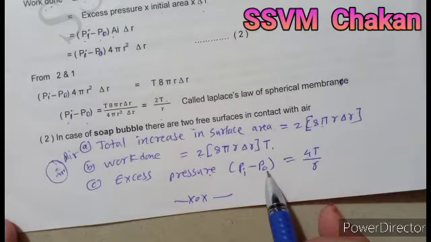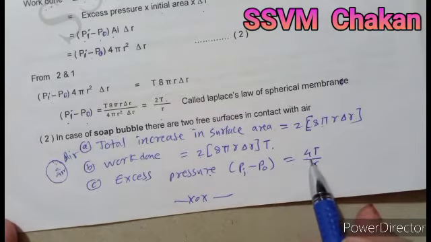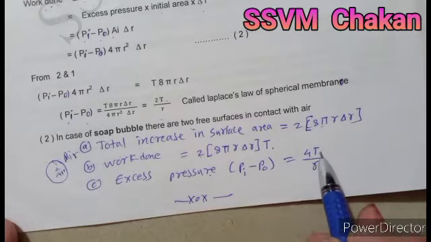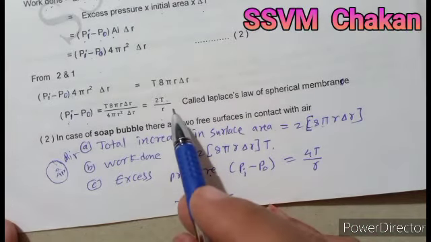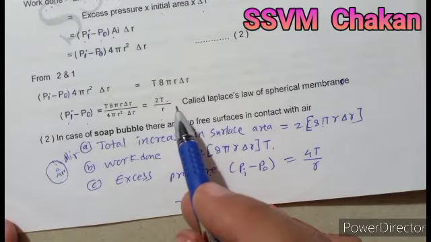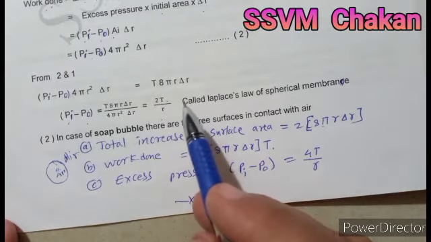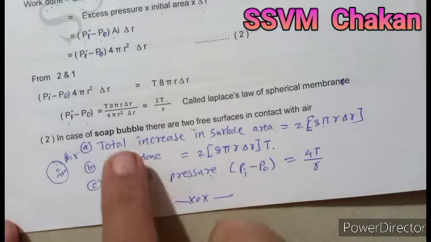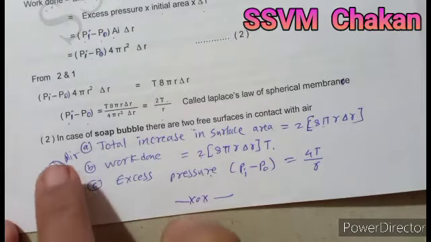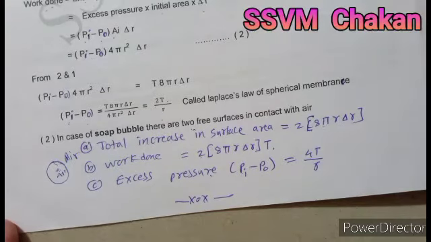And therefore the excess pressure P_i minus P_0 is equal to 4T divided by R, that is twice that of the spherical drop, because in a drop the inside is complete liquid and the outside is air. And for a soap bubble, inside also air is present and outside also air is present. So we consider both the surface areas.